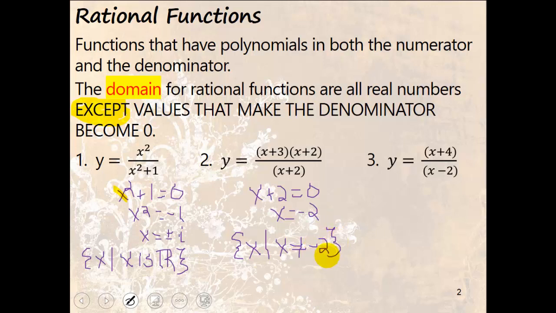Why don't you try 3 as your video question and come on back. All right, x minus 2 equals 0, x is equal to 2, so this is all x's such that x cannot equal positive 2. Remember, we're finding the ones that it cannot equal.